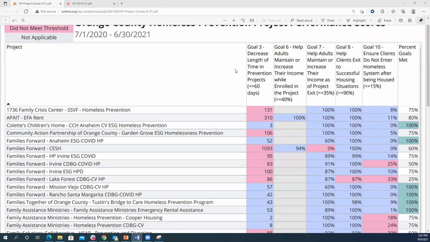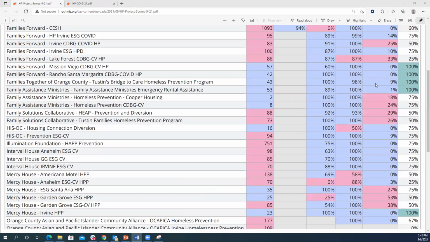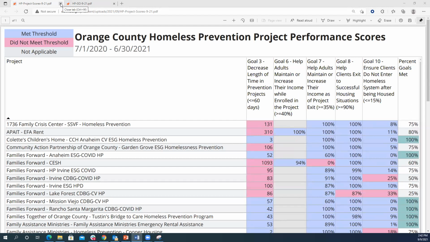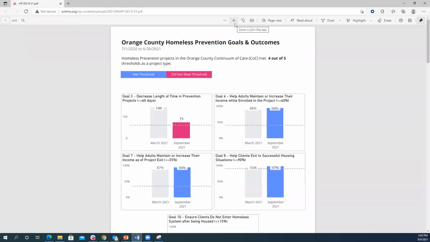The goals that we're looking at for homeless prevention projects are decreasing the length of time in prevention projects, helping adults maintain or increase their income while enrolled in the project, helping adults maintain or increase their income at project exit, exits to successful housing situations, and ensuring clients do not enter the homeless system after being housed. So if you haven't already, please check this report out for your prevention projects. And then we have the goals and outcomes report, which is looking at how homeless prevention is functioning overall in our COC.